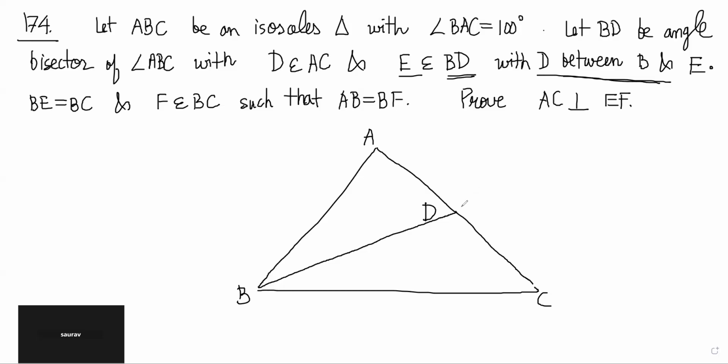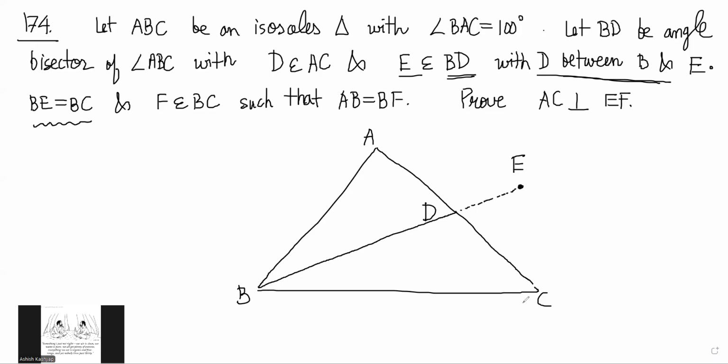Yes, sir. E is somewhere outside. But what is the condition? BE is equal to BC. So we have to make it such that the length of this is equal to somewhere here. BE is such that it is equal to this BC, right?